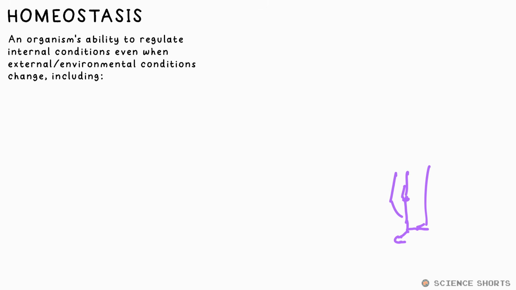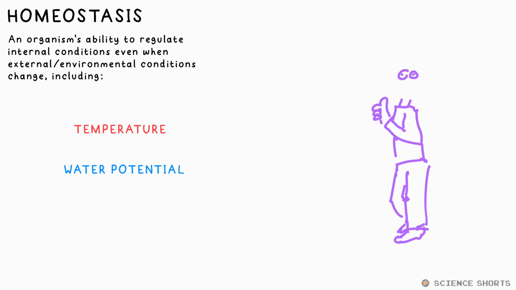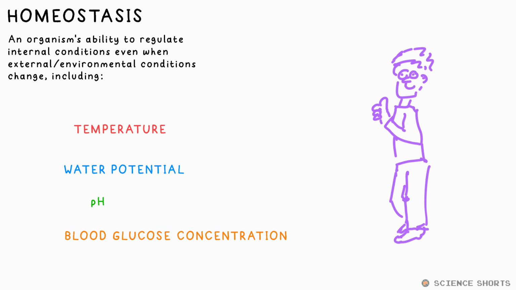Homeostasis is the term given to an organism's ability to regulate its internal conditions like temperature, water potential, pH, and blood glucose concentration, even when external conditions in its environment change. As you know, enzymes can denature if temperature increases too much or pH changes too much, so these are crucial. Homeostasis generally involves negative feedback mechanisms to keep conditions optimal.